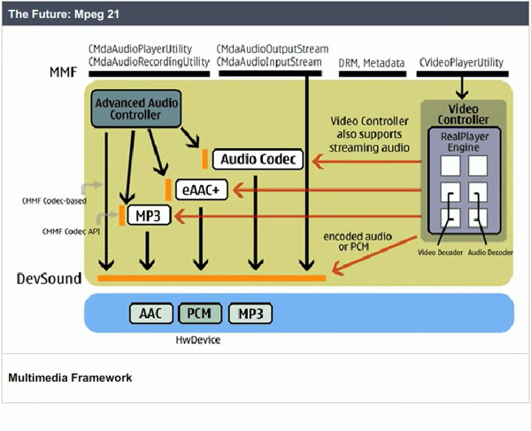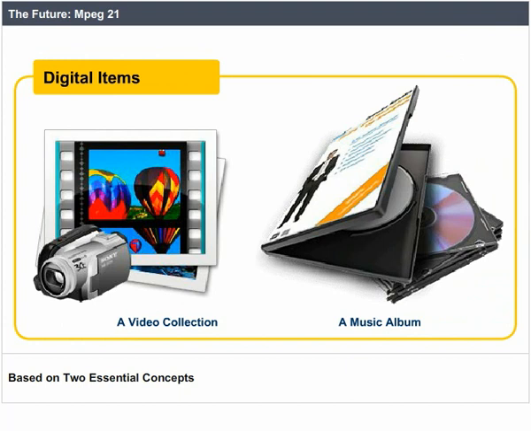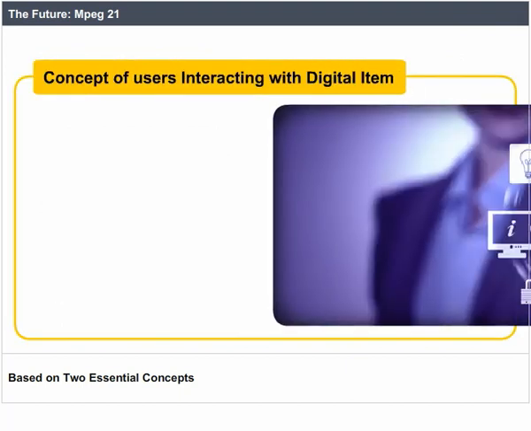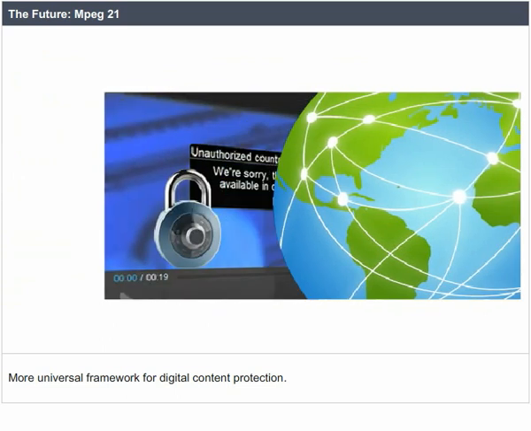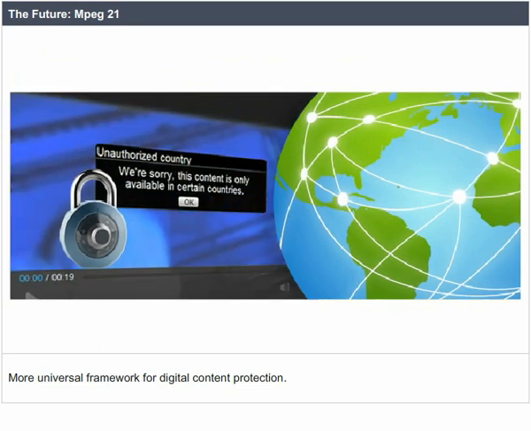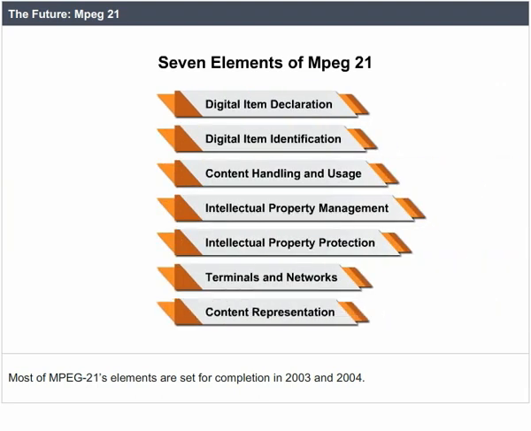The future of MPEG-21. Multimedia framework based on two essential concepts: digital item, and the concept of users interacting with digital items. More universal framework for digital content protection. Most of MPEG-21's elements are set for completion in 2003 and 2004.